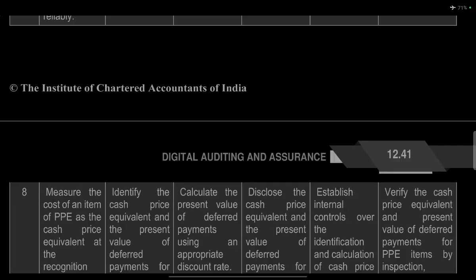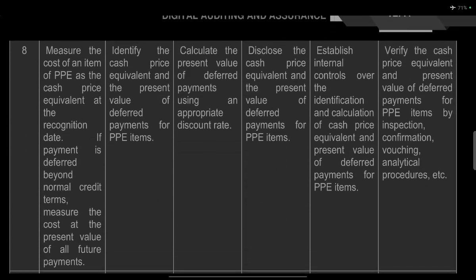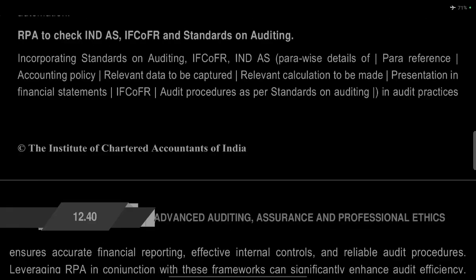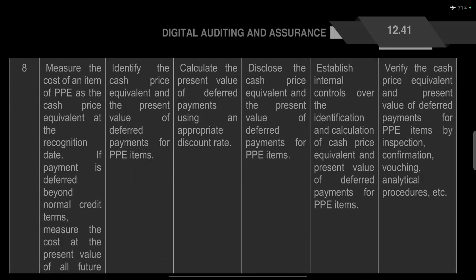Paragraph 8, accounting policy: measure the cost of the item of PPE as the cash price equivalent at the recognition date. If payment is deferred beyond the normal credit period, measure the cost at the present value of all the future payments. Then, relevant data to be captured: identify the cash price equivalent and the present value related to the payment method for PPE items.